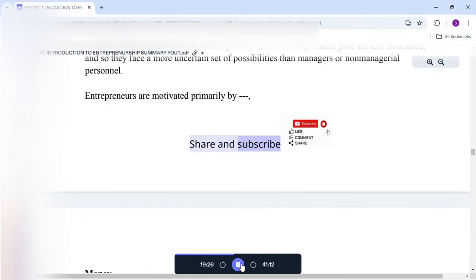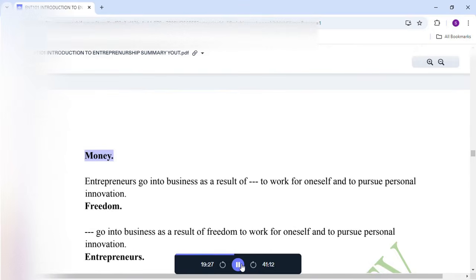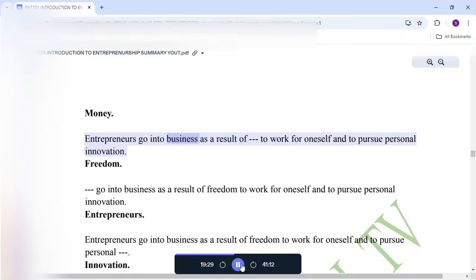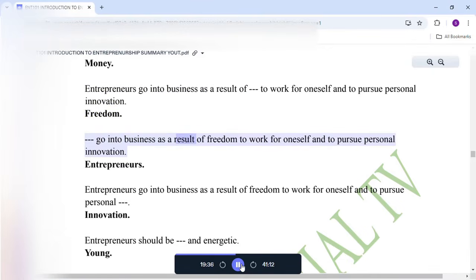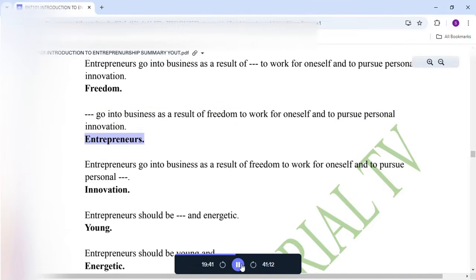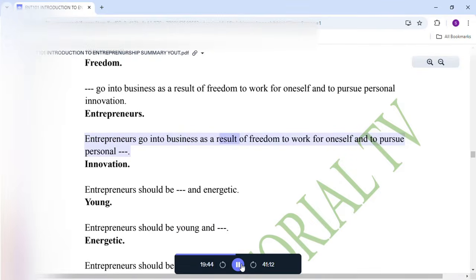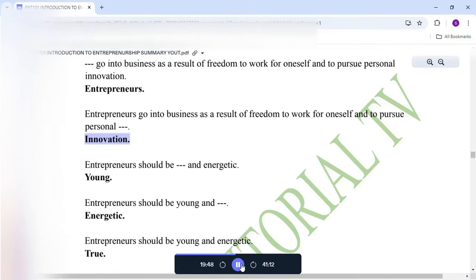Entrepreneurs are motivated primarily by money. False. Entrepreneurs go into business as a result of freedom to work for oneself and to pursue personal innovation.